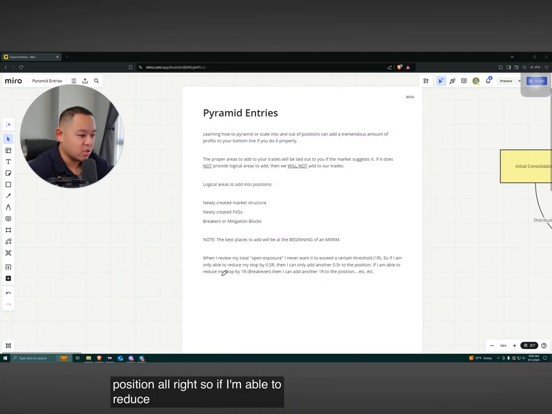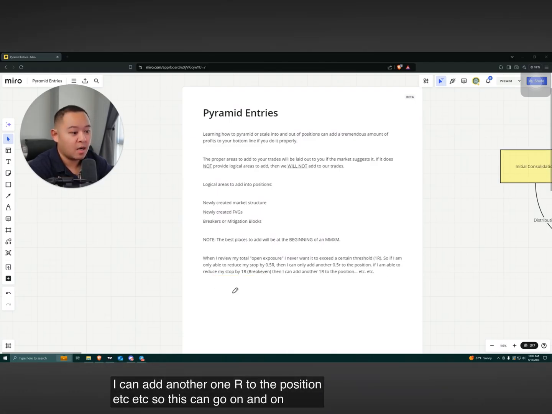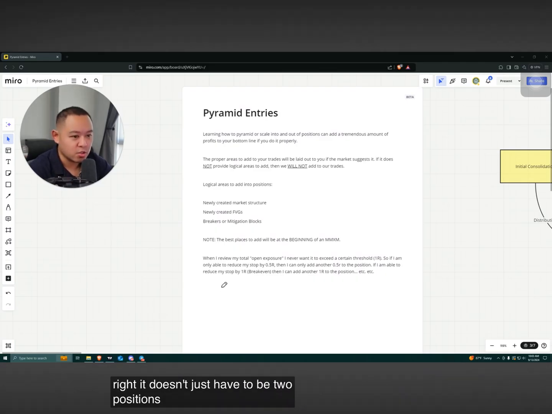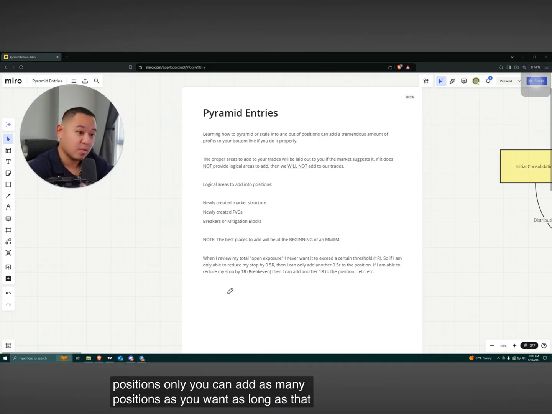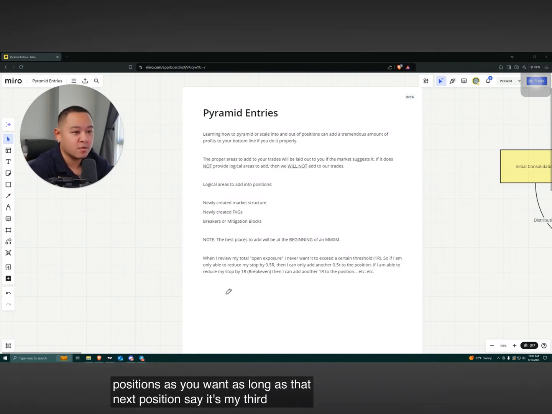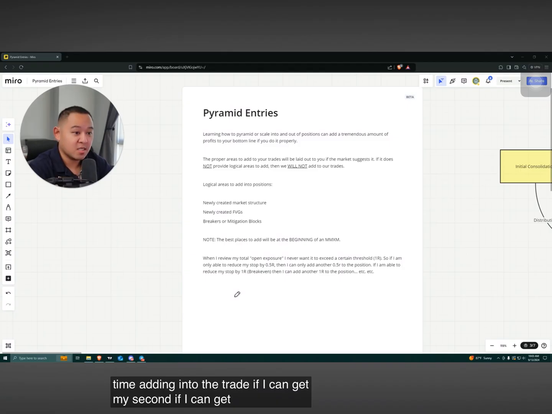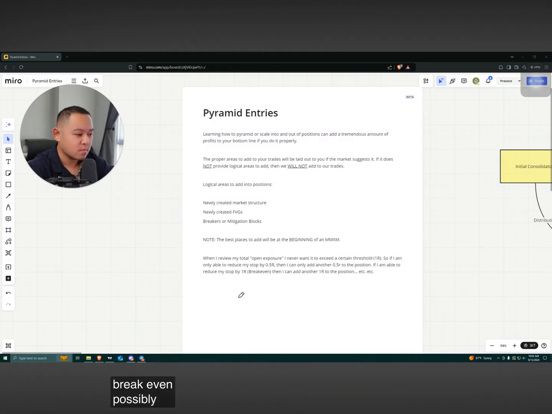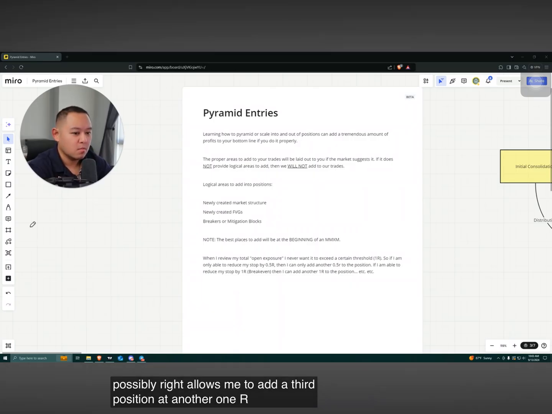All right, so if I'm able to reduce my stop by 1R, break even, then I can add another 1R to the position, etc., etc. So this can go on and on and on, right? It doesn't just have to be 2 positions only. You can add as many positions as you want, as long as that next position, say it's my third time adding it to the trade, if I can get my second entry now to break even, and now both are at break even possibly, right? That allows me to add a third position at another 1R. All right, and this is how you're going to let your winners run.